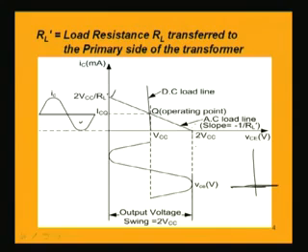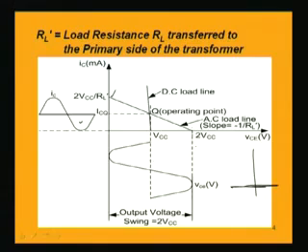So, this is the load line analysis. What is the maximum swing of the output voltage, or collector to emitter voltage, from one peak to the other peak? The total swing is 2 times VCC.